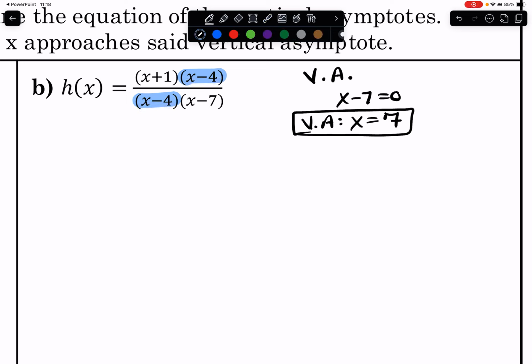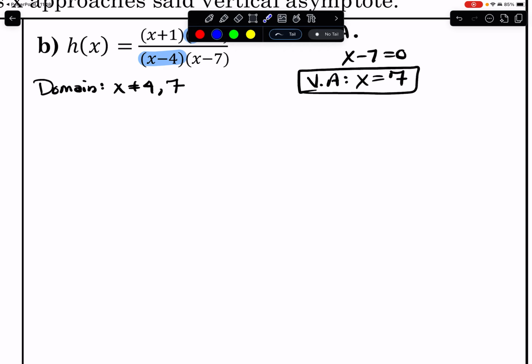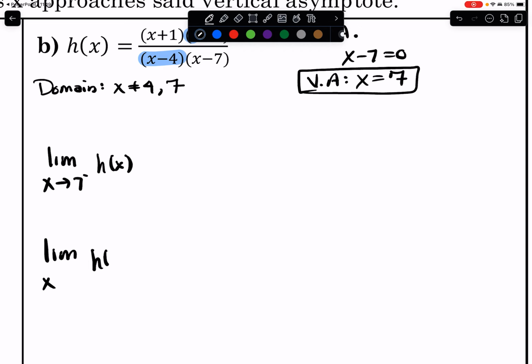In terms of the domain, the domain would be that x cannot equal positive 4, nor can it equal positive 7. But the only place where we have a vertical asymptote is at x equals 7. We'll talk about what's happening here at 4 tomorrow. So this is still the domain, but this is what we're looking for today. So let's look at what's happening to h as x approaches 7 from the left side, and what's happening to h as x approaches 7 from the right side.